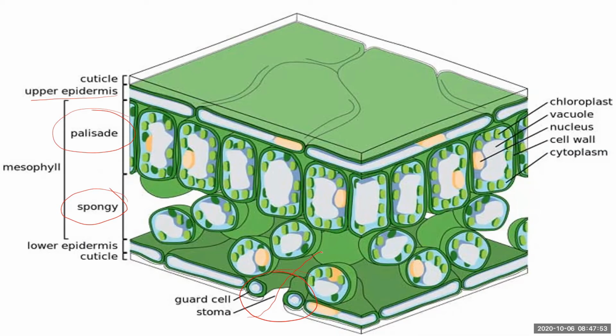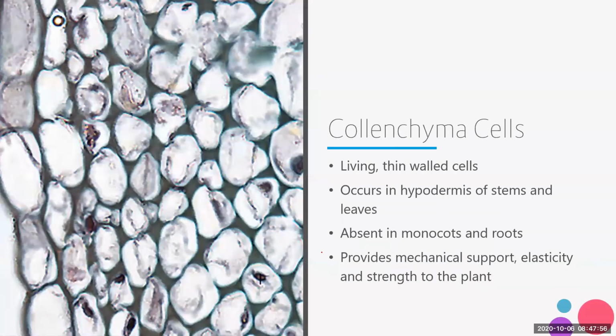Okay, then we have collenchyma cells. The collenchyma cells are living, thin-walled cells. They occur in the hypodermis of stems and leaves. They are absent in monocots and roots. Monocots are plants na yung leaves nila are similar in pattern or parallel in pattern. An example of a monocot plant is coconut. So pa, grasses, for example.